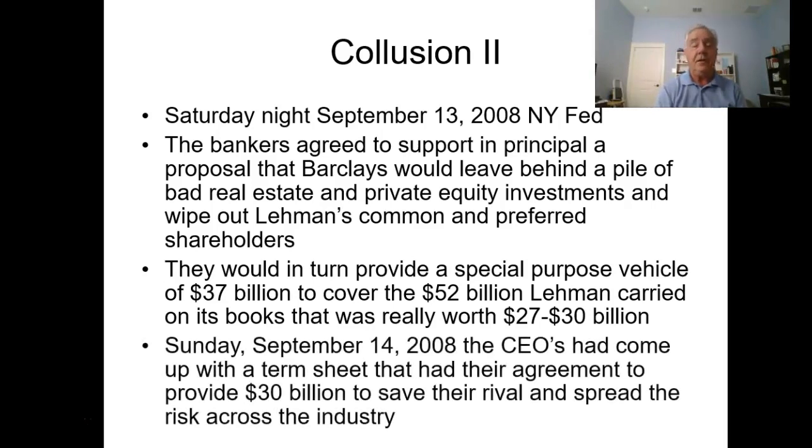Sunday, September 14th, 2008, they came up with a term sheet. In the world of business, a term sheet is actually a proposal: what they're going to do, how it's going to be done, how it's going to be structured, who's going to pay what, etc. So the agreement was that they were going to provide $30 billion amongst themselves to save their rival and spread the risk across the industry. So they're prepared to bail out Lehman Brothers with $30 billion of their own money to save a competitor.